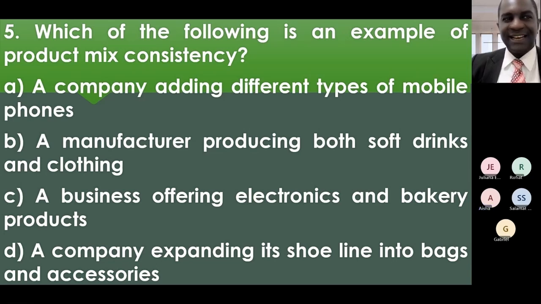Which of the following is an example of product mix consistency? A, a company adding different types of mobile phones. B, a manufacturer producing both soft drinks and clothing. C, a business offering electronics and bakery products. D, a company expanding its shoe line into bags and accessories.